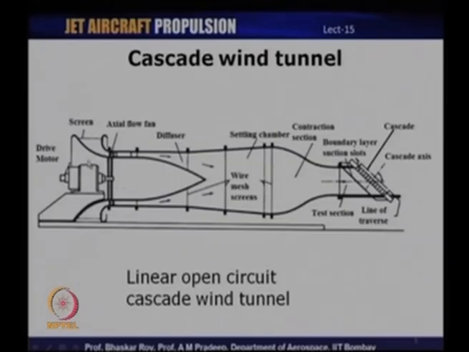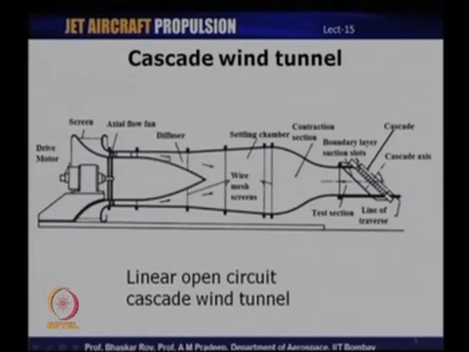So, what are the different components? You can see here there is a motor. This motor is driving an axial fan which generates the required mass flow for the cascade, which is what passes through the cascade. The fan sucks in air from the ambient through a set of screens, because you would like the flow to be smooth, as well as to eliminate the possibility of foreign objects hitting the fan and damaging it. So, there usually would be a set of screens before the fan.